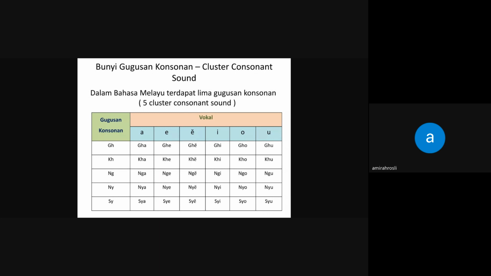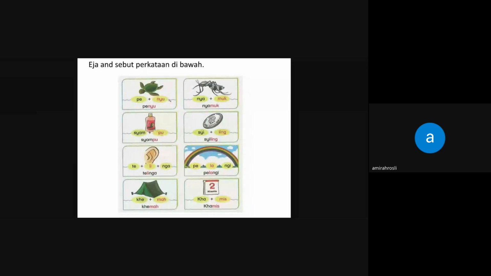There's another one, we have SH. So same like that, we can say sha, she, she, she, sho, sho. Okay, so this is the double consonants in a word. Now I'm going to share with you some of the words.